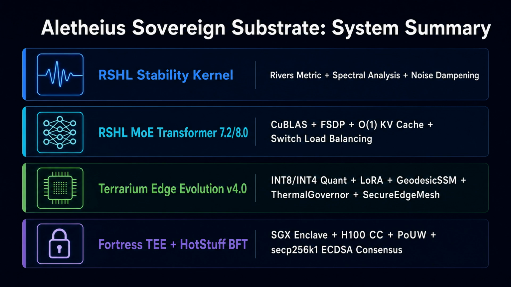Terrarium Edge Evolution version 4.0 enables distributed, hardware-aware, thermally governed edge inference with on-device LoRA adaptation. And the Fortress TE combined with HotStuff BFT delivers cryptographically attested, Byzantine fault-tolerant, decentralized consensus. Together, these layers form a persistent, secure, and autonomous distributed inference network.